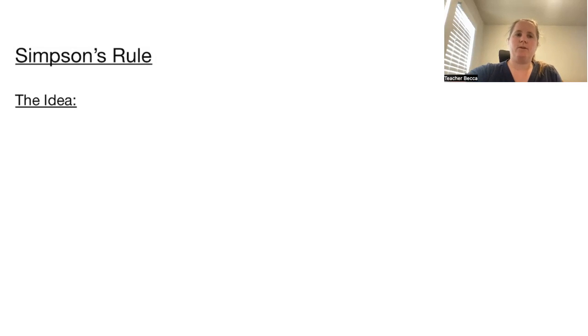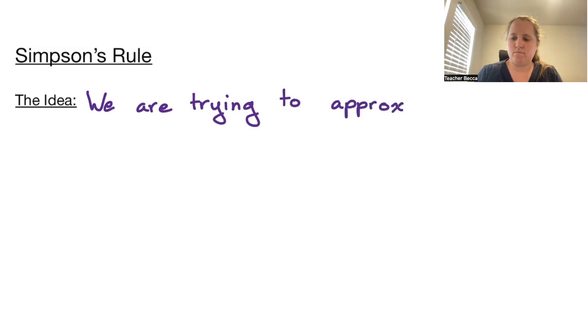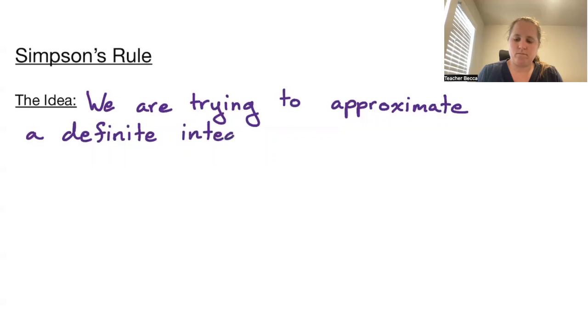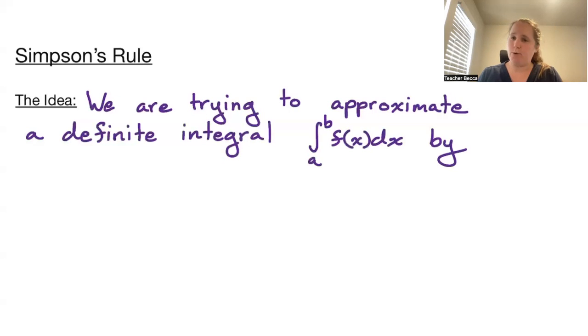Welcome to Simpson's rule. So again, the idea here is we are trying to estimate a definite integral, from a to b of f of x dx, by approximating f of x with segments of parabolas.